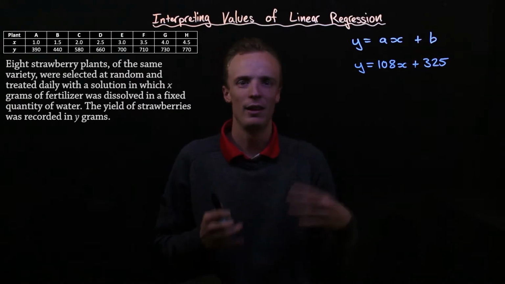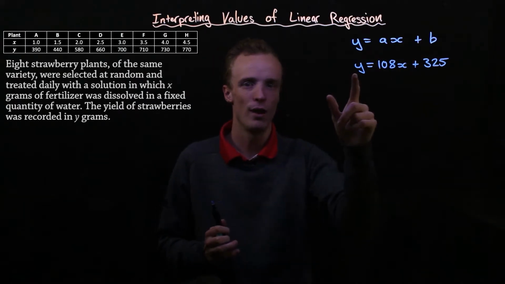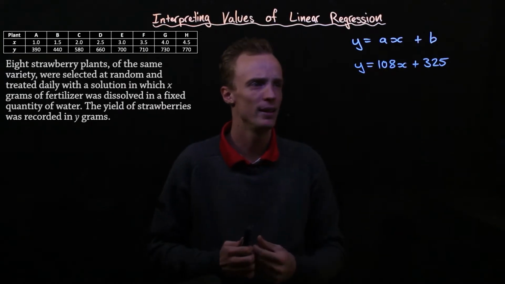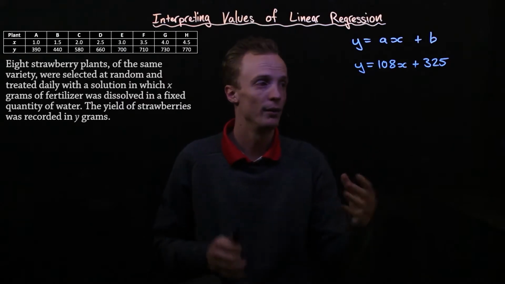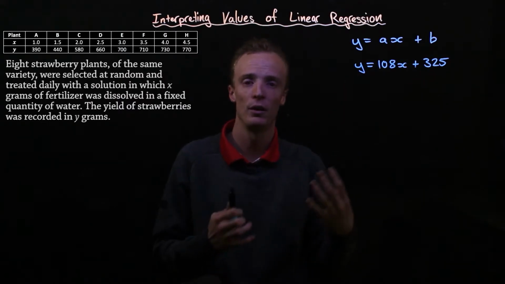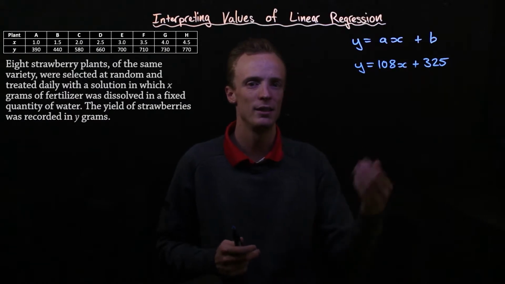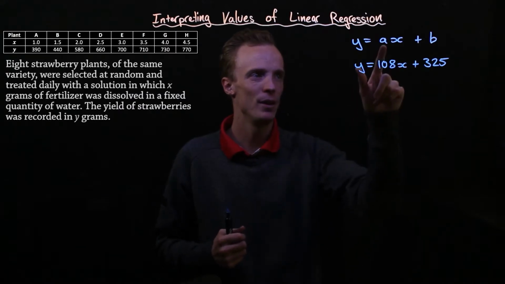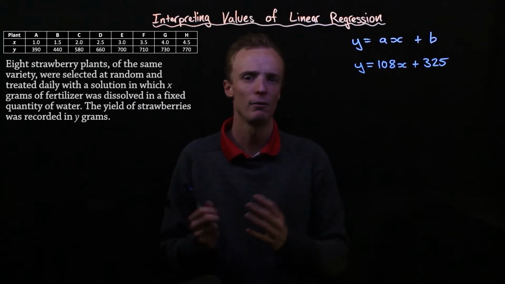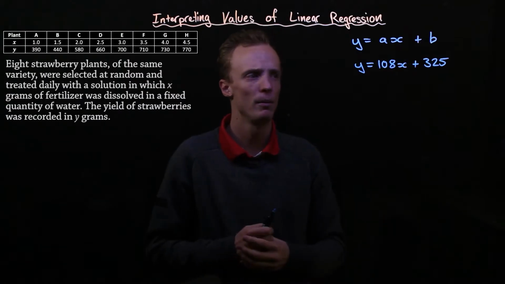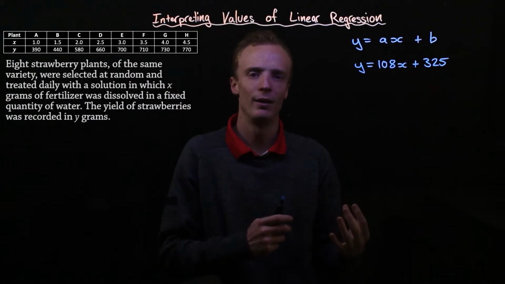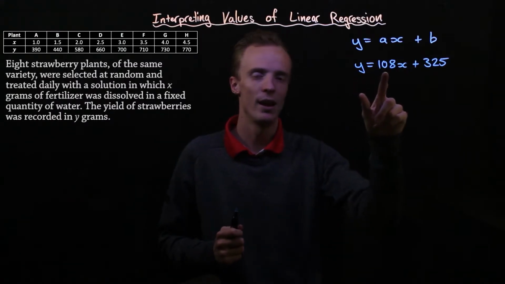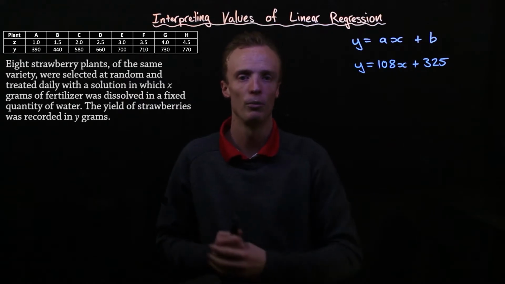Now our b value is the starting value of our y variable inside the problem. So what that essentially means is this is our yield of strawberries, so this is how many grams of strawberries we could expect if we were to use a 0 gram solution of our fertilizer. Now our a variable here is 108, and that represents our rate of change. So in context of the problem here, for every 1 gram increase in our fertilizer that we used, it had an increase of 108 grams in the yield of strawberries.